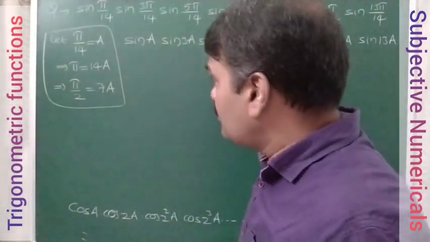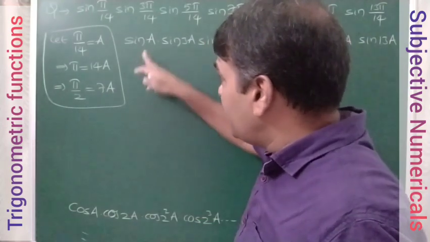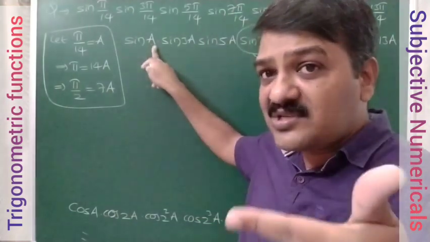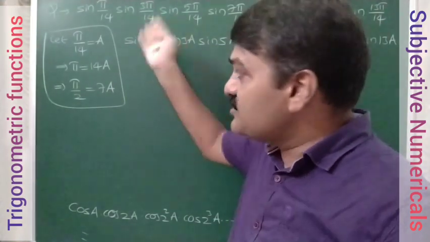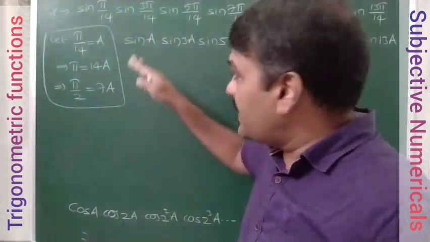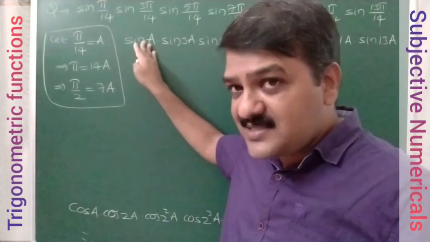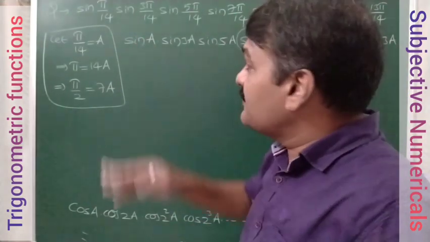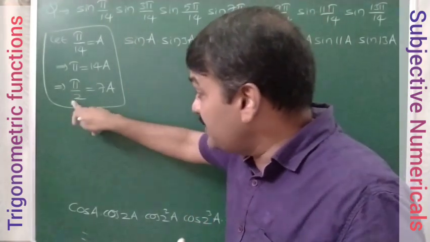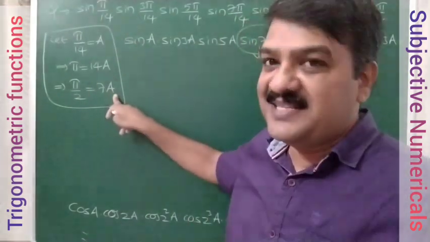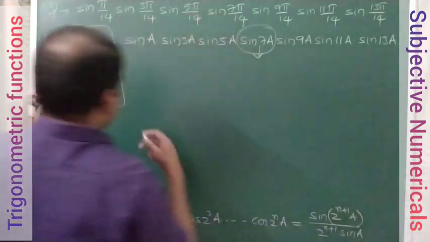So let us try to modify and try to get cos function terms such that we can apply this formula. How to convert sine into cos? If you express this angle in terms of pi by 2 plus or minus something, this changes to cos automatically. Sine of pi by 2 plus or minus something changes to cos. So we will try to express this as sine of pi by 2, means 7a, plus or minus something.